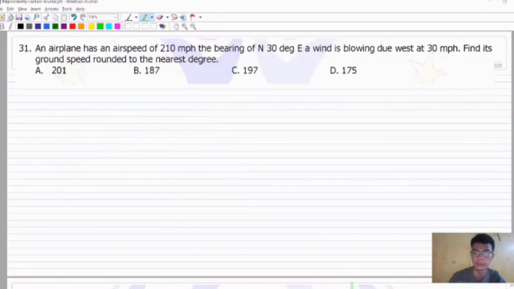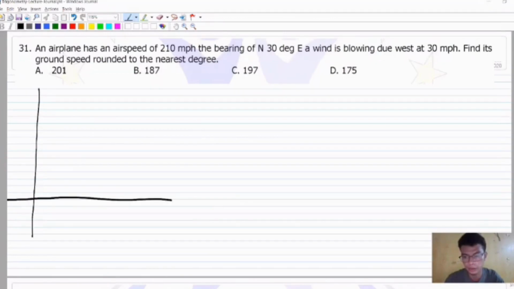Number 31. An airplane has an airspeed of 210 mph with the bearing of north 30 degrees east. So ito, sabihin natin ang ating Cartesian plane. Ito yung north direction, ito ang east direction, and ito naman south direction, and ito west. So, ang airplane naman galing sa north, 30 degrees east. From the north, 30 degrees papunta sa east. Ito yan.